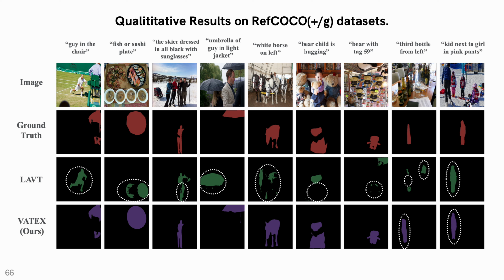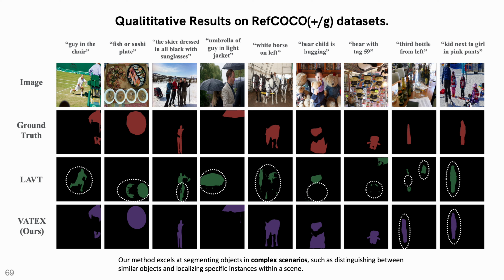Our research presents qualitative results on the RefCOCO, RefCOCO+, and gRef datasets, illustrating significant advancements over existing methods. The LAVT model frequently identifies incorrect objects and produces incomplete masks. In contrast, our method demonstrates superior performance, particularly in complex scenarios. It excels at distinguishing between similar objects and accurately localizing specific instances within a scene, thereby enhancing the precision and reliability of segmentation in challenging contexts.